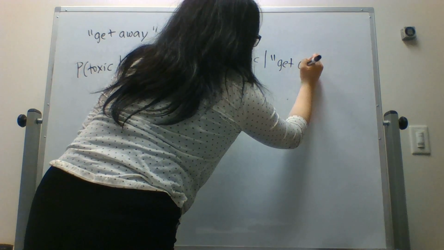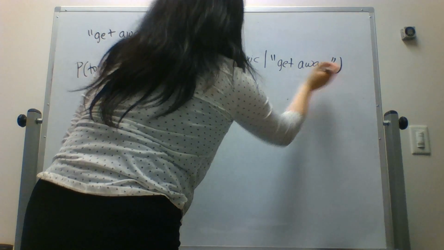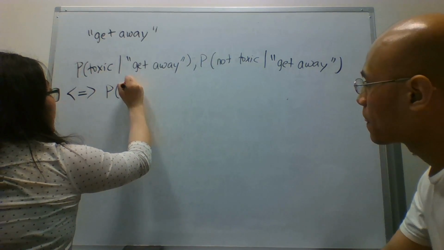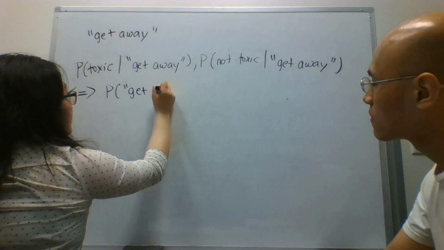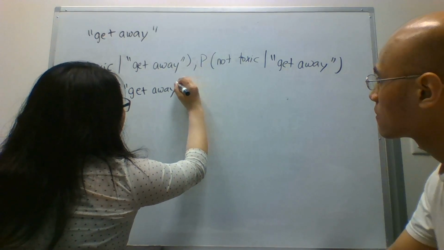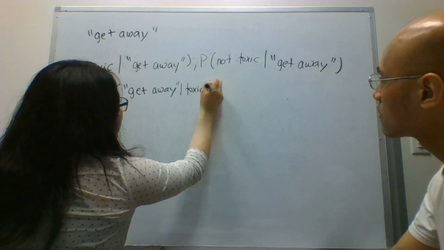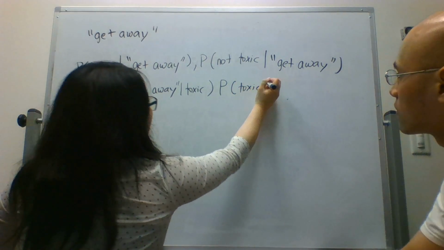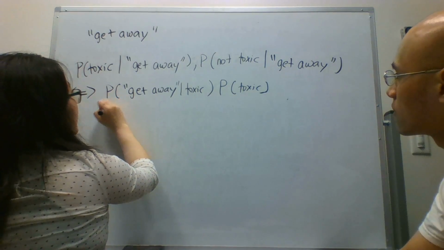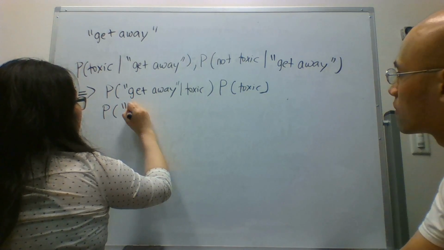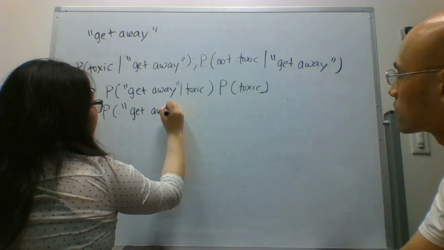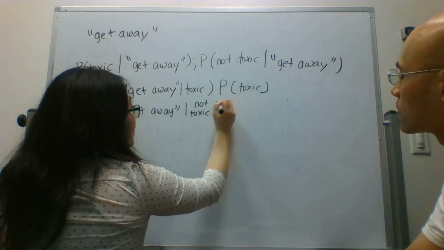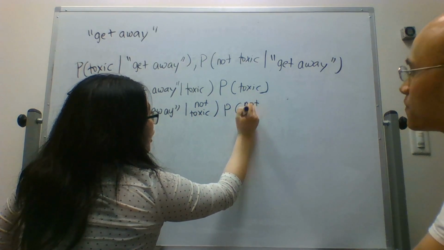the comparison of these two is equivalent to comparing the probability of observing "get away" given that the phrase is toxic, multiplied by the probability of toxic, against the probability of observing this phrase given that the phrase is not toxic, multiplied by the probability that it's not toxic.